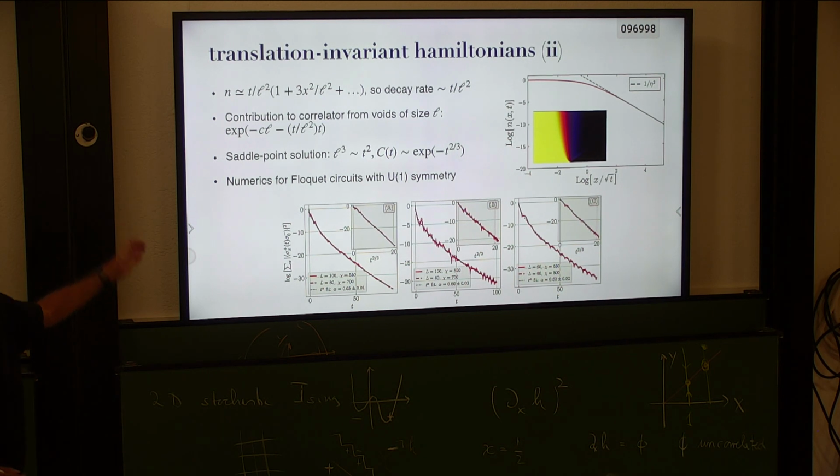You optimize this by saddle point, and you find that the saddle point solution gives you a correlation function that decays as e to the minus t to the 2/3. And this actually works quite well numerically for a number of different flow-K models we looked at, so it seems to check out in general.